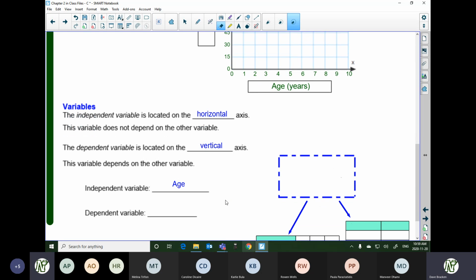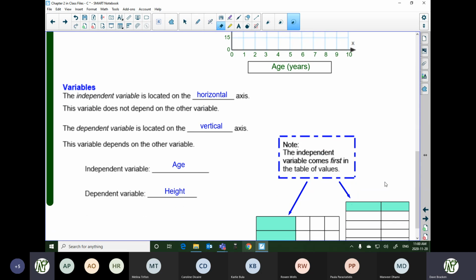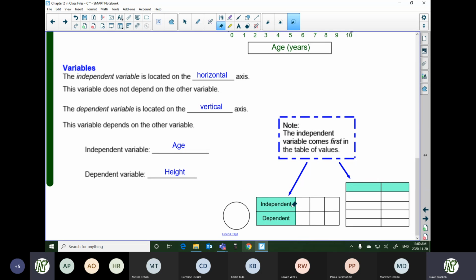In Julie's life, what depends on her age? It's her height. Her height depends on her age. The older she gets, the taller she gets until she stops growing. Okay? Everybody okay with that? You guys good at home? Little hint: the independent variable always comes first in your table of values. So when you have your table of values, that's always your independent, that's always your dependent. So when you have a table of values, your first one's always independent.